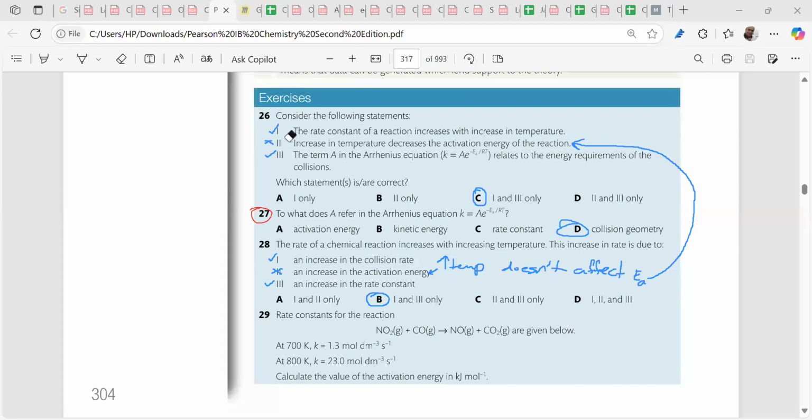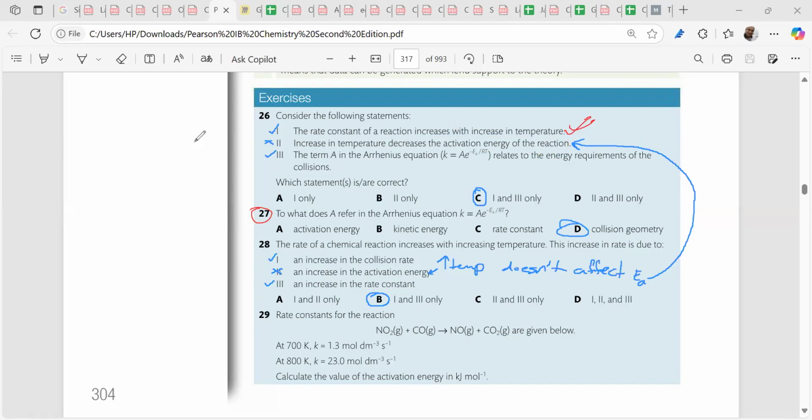We are saying that the rate constant of a reaction increases with temperature. Yes. The increase in temperature decreases the activation energy of the reaction? No. Nothing can affect the activation energy. You can write down: nothing. No power of the world can change the activation energy, right? Do you get my point? Catalysts do not decrease the activation energy.